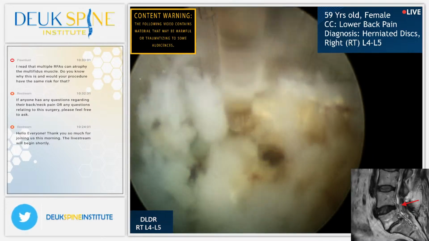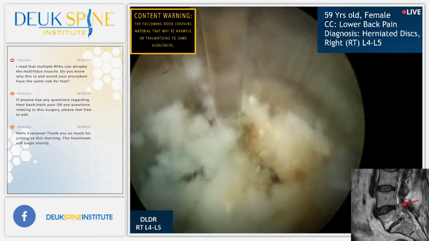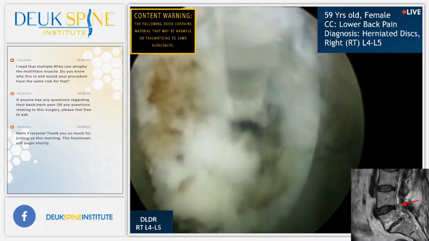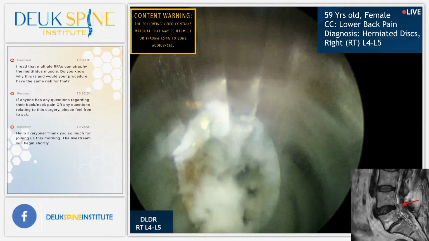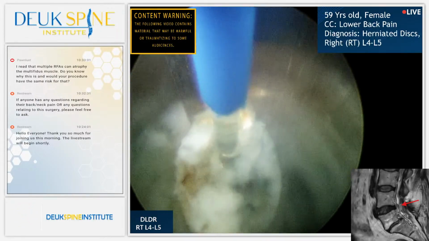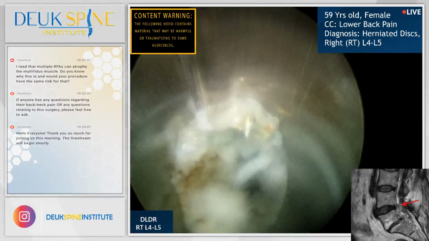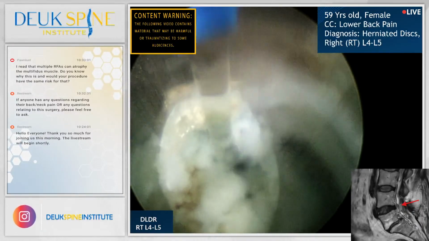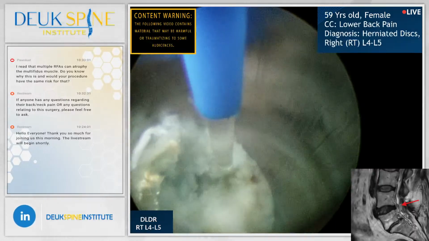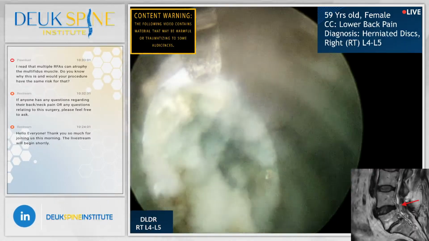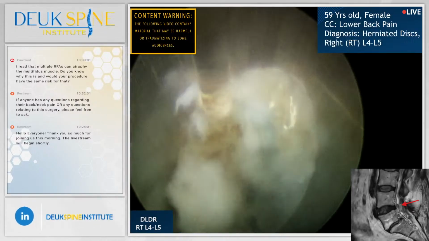So retractors are standard in surgery. Tubular retractors are very commonly used in endoscopic surgery. It just means the shape of the retractor is tubular rather than blades. Blades are another form of retractors. In this case, we use a tubular retractor system that the endoscope fits down.